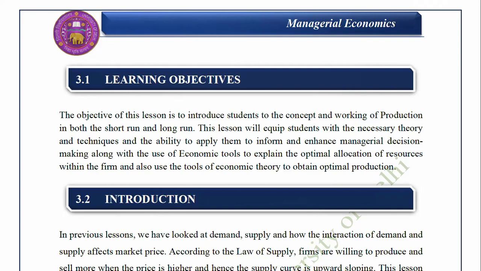3.1, Learning Objectives. The objective of this lesson is to introduce students to the concept and working of production in both the short run and the long run. This lesson will equip students with the necessary theory and techniques and the ability to apply them to inform and enhance managerial decision making, along with the use of economic tools to explain the optimal allocation of resources within the firm, and also use the tools of economic theory to obtain optimal production.